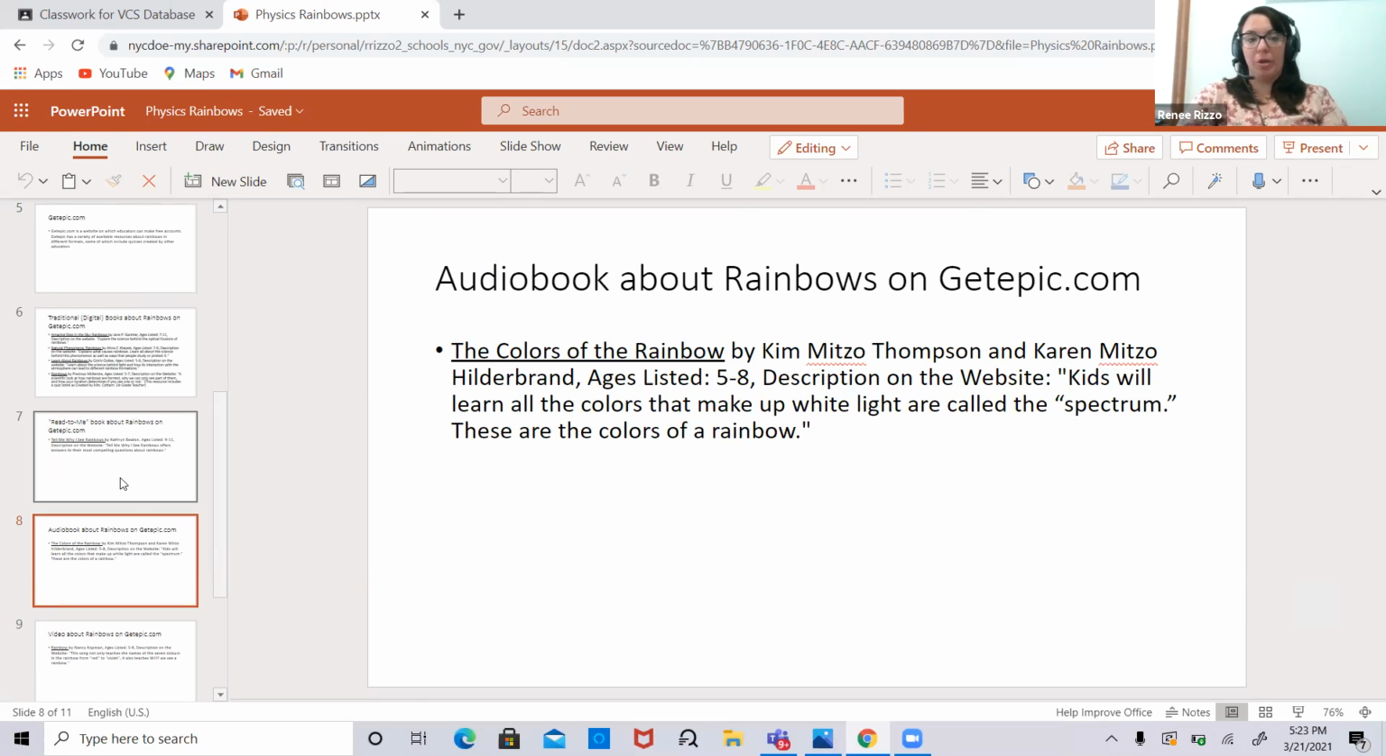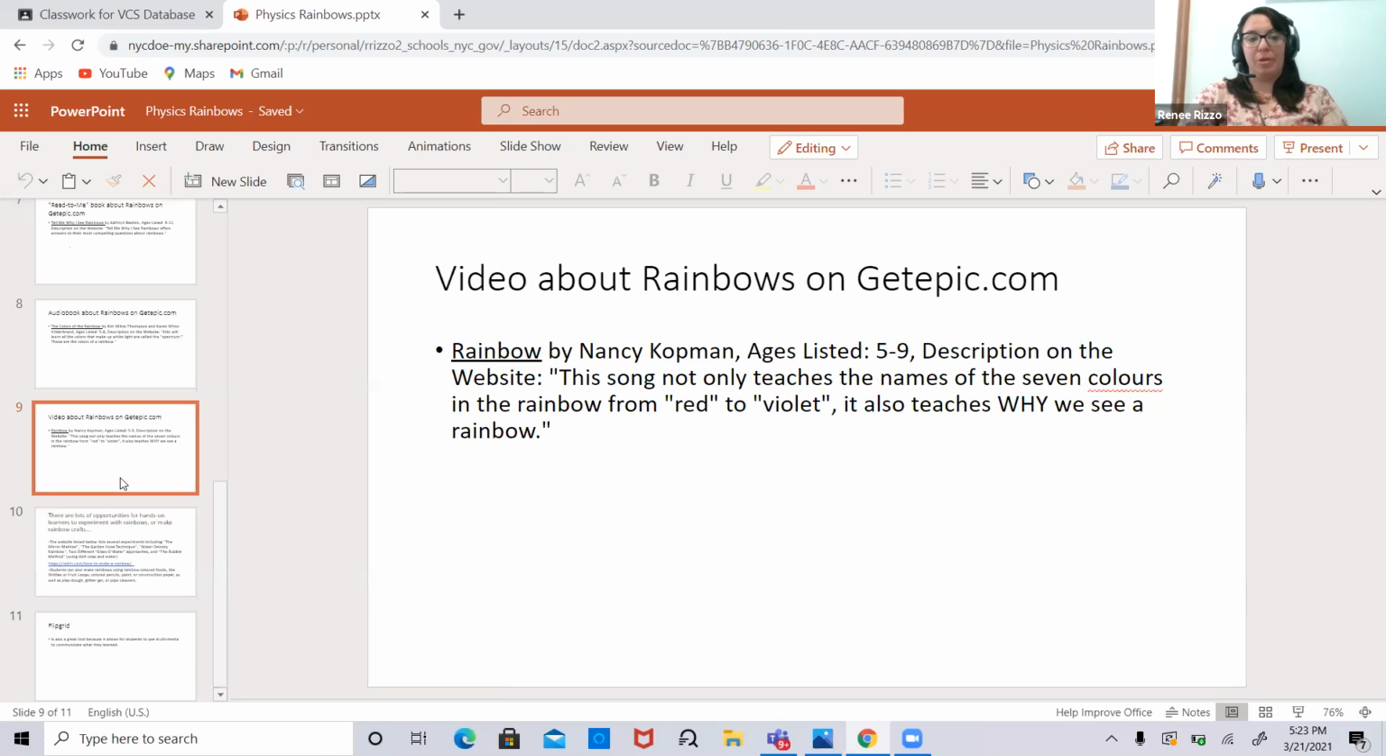There's an audiobook about rainbows on getepic.com, which would be very useful for your auditory learners if you have any in your classroom. The Colors of the Rainbow by Kim Mitzo Thompson and Karen Mitzo Hildebrand, ages listed 5 through 8. The description on the website: kids will learn all the colors that make up white light are called the spectrum. These are the colors of a rainbow.